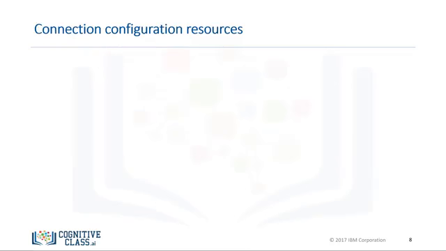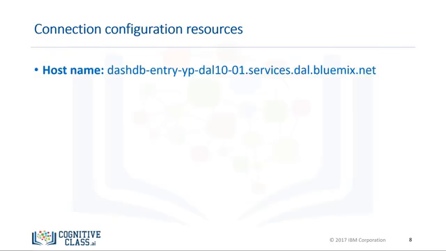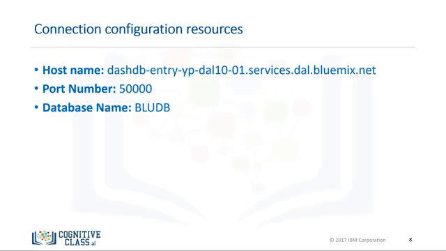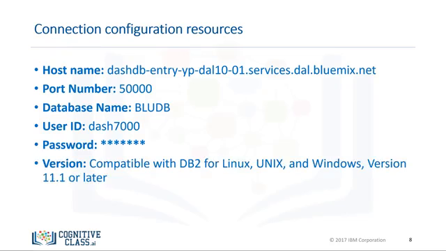You should be able to see details related to connection configuration when you open the web console for the DB2 Warehouse on Cloud service. The connection details include the following: a host name, which is a unique name or label assigned to any device that is connected to a specific computer network; a port number, which is the database port; the database name; a user ID, which is the username you'll use to connect; a password, which is the password you'll use to connect; and the version of DB2 Warehouse on Cloud.